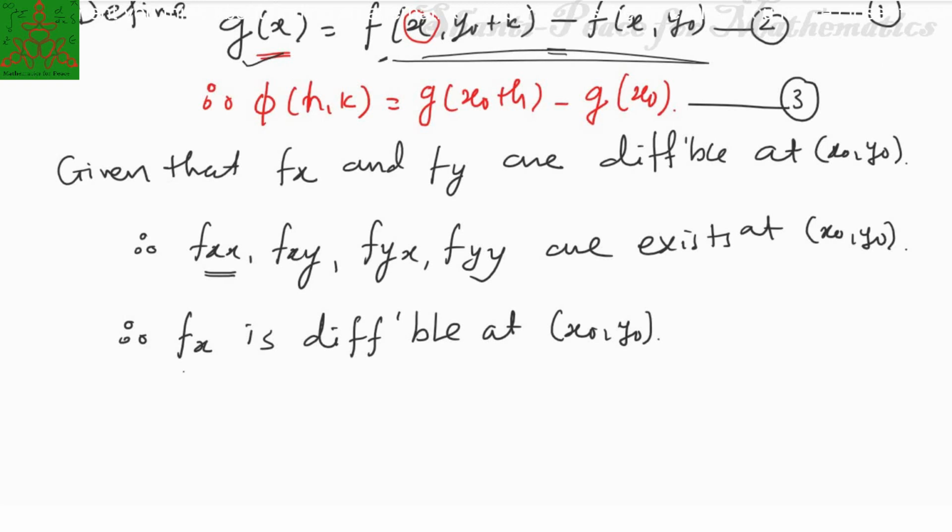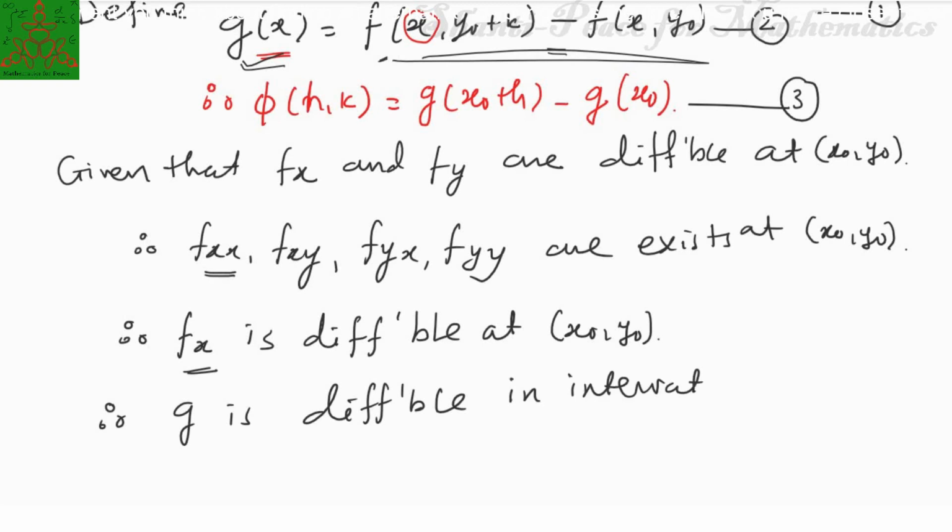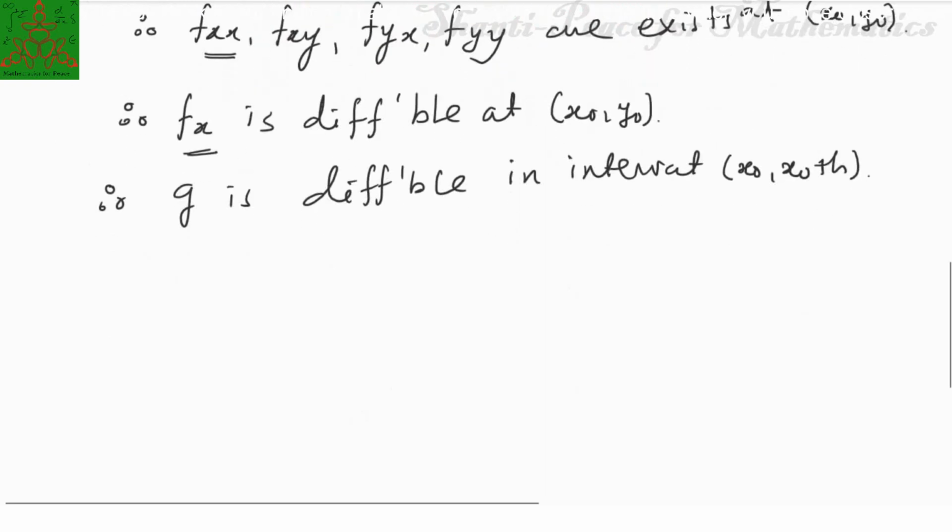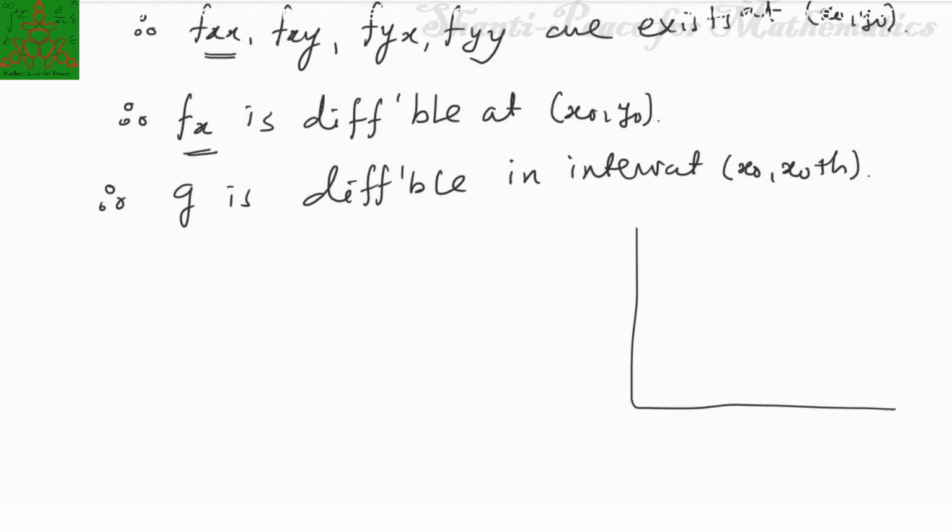Since f_x exists and is differentiable, we can say that this g is also differentiable. Or we can say that g is differentiable in the interval. Which interval? The interval of x. What is that interval of x? It is x0 to x0 plus h. So in this interval, g is differentiable. Also it is continuous. So we can apply the Lagrange mean value theorem, and we will recall what the Lagrange mean value theorem is. It's known as LMVT.